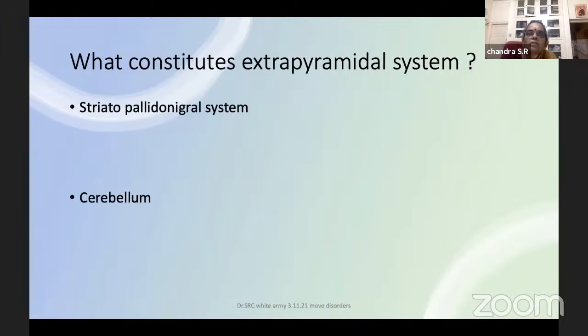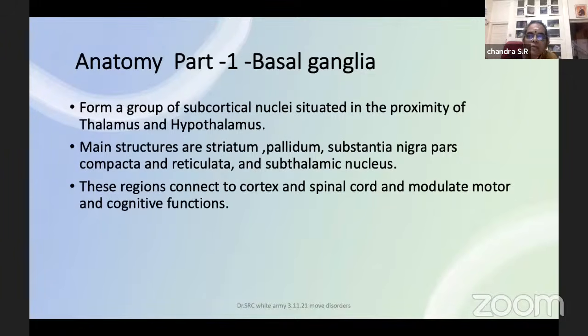And as you know, what constitutes the extrapyramidal system? All that is not pyramidal is extrapyramidal. Among the motor systems, whichever is not pyramidal, we call it extrapyramidal, and that constitutes the striato-pallidonigral system, that is the basal ganglia, and the cerebellum, that you know is the equilibrium controlling part. So the extrapyramidal system means not just basal ganglia, it includes the cerebellum. Conventionally, we exclude the cerebellum, but it includes both. Today we will not go through balance. We will only see the basal ganglia part of it.